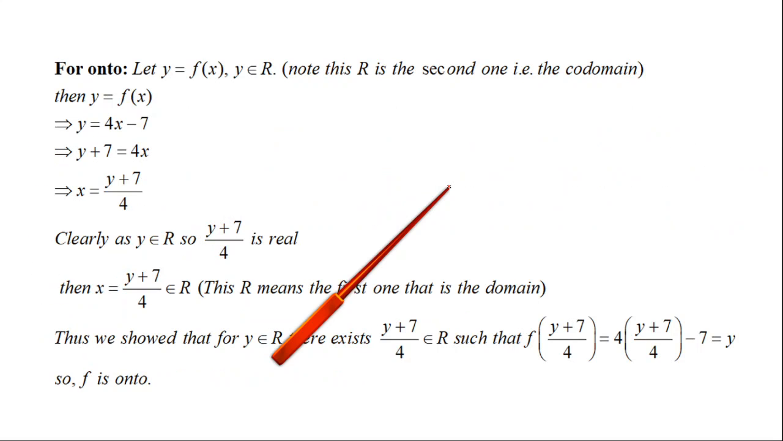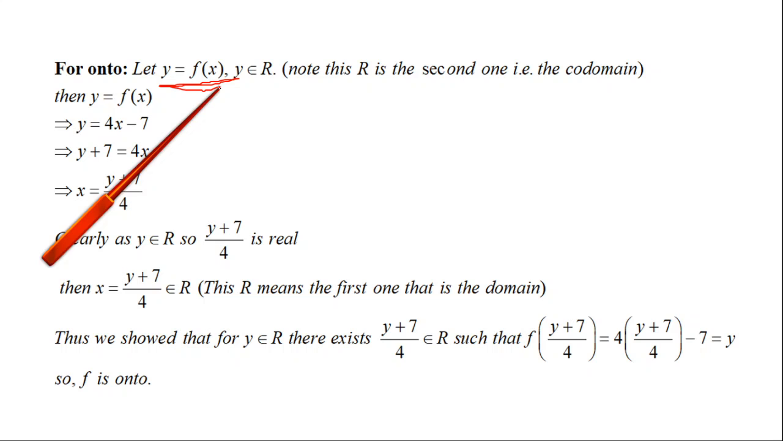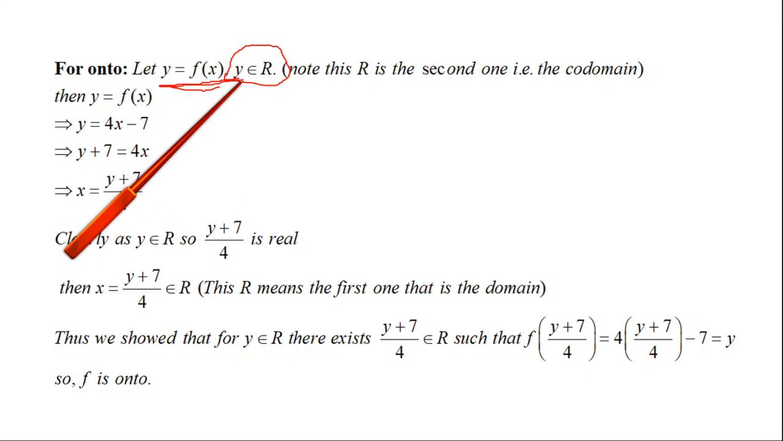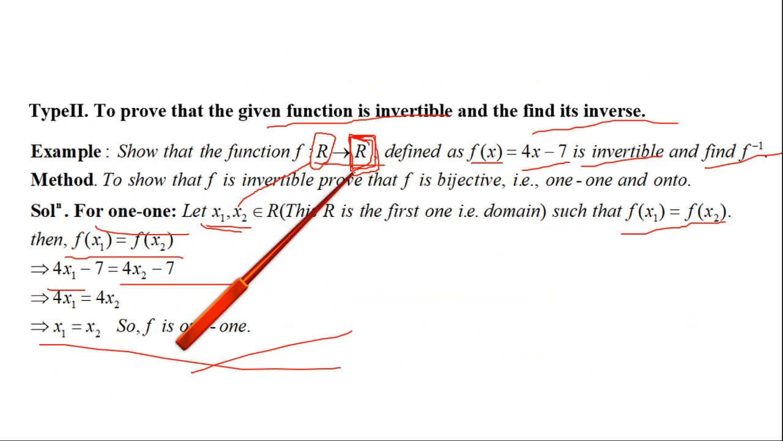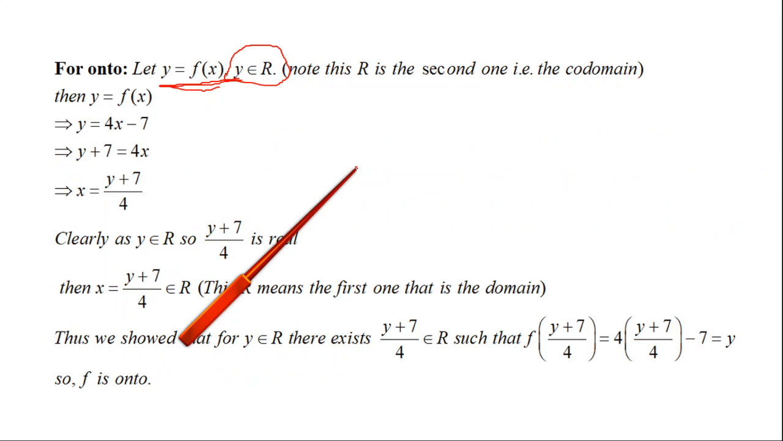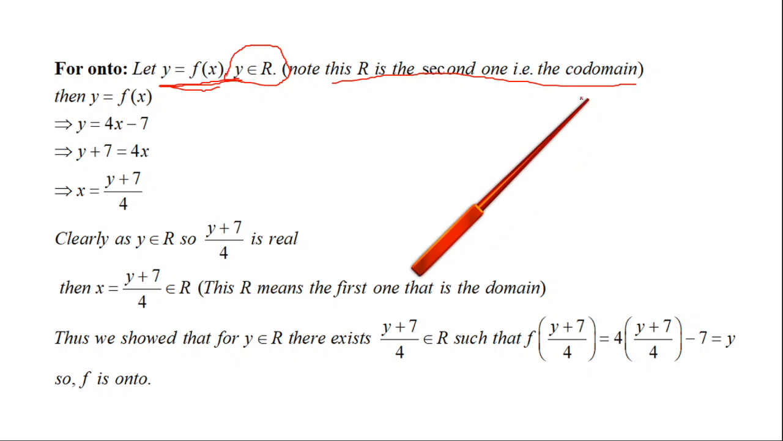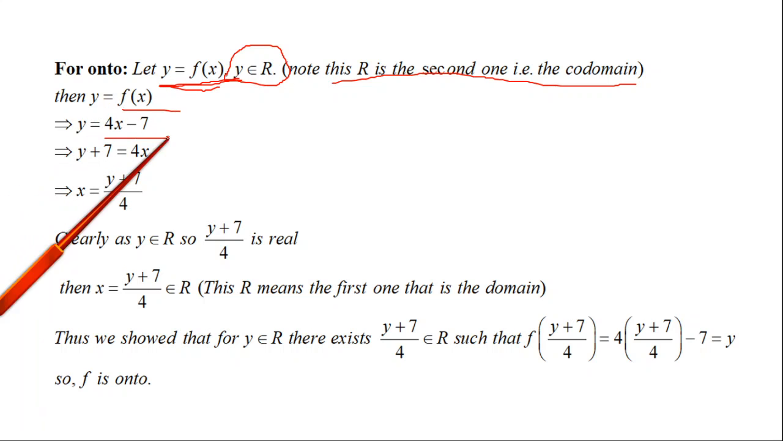Clear? So for that, let us take y equal to f(x), where y is in R. This R is the second one, that is the codomain. This y is in this second R. So here y equal to f(x) and y is in R. Note this R is the second one, the codomain. Now I have taken y equal to f(x). So by definition, f(x) will be 4x minus 7.